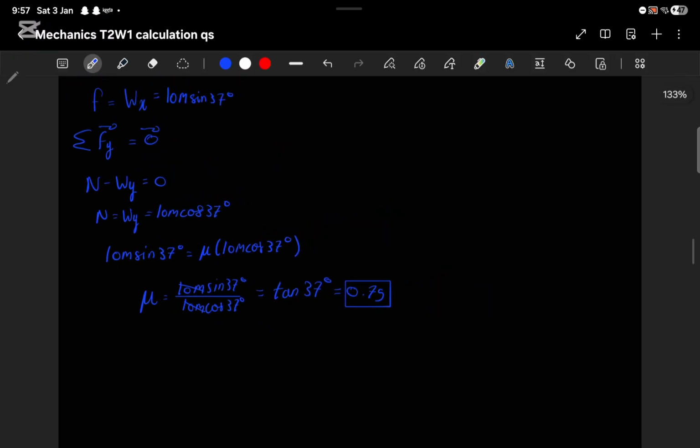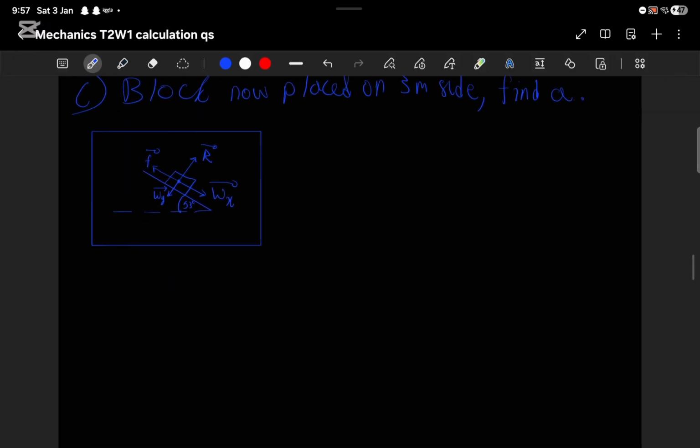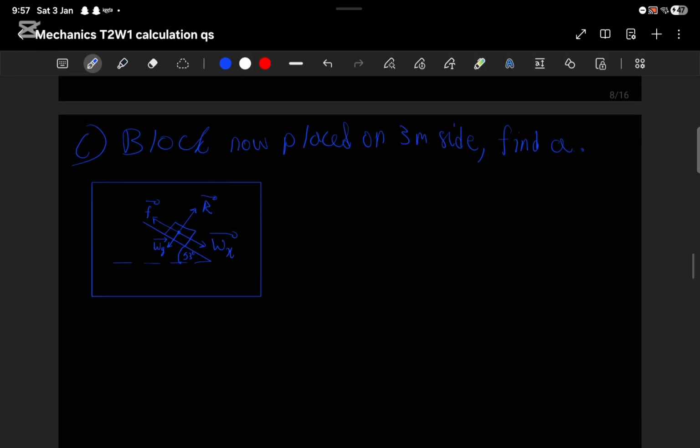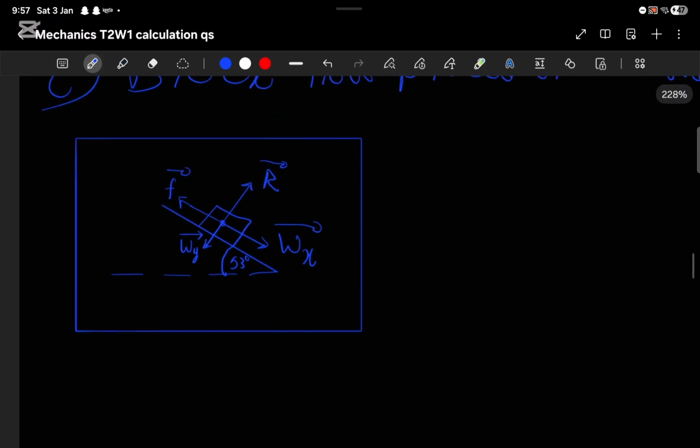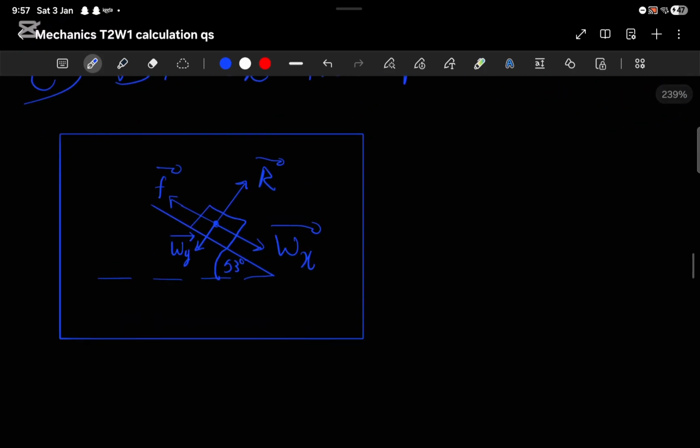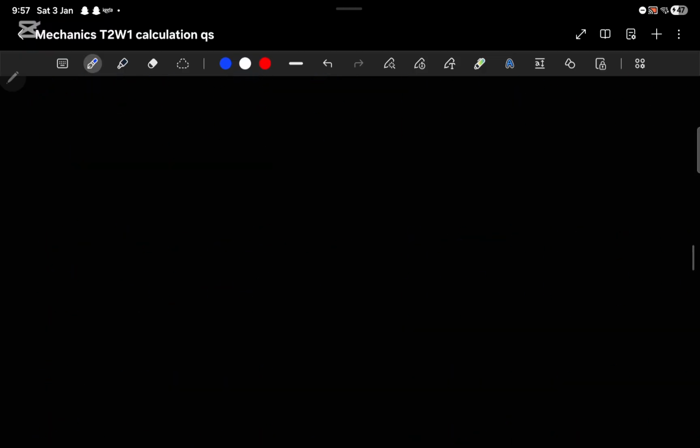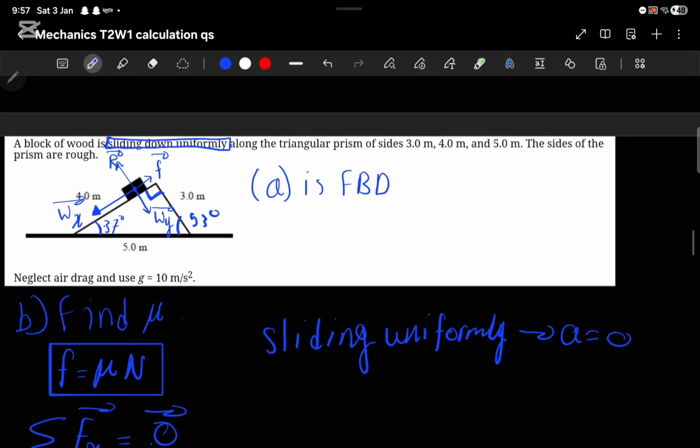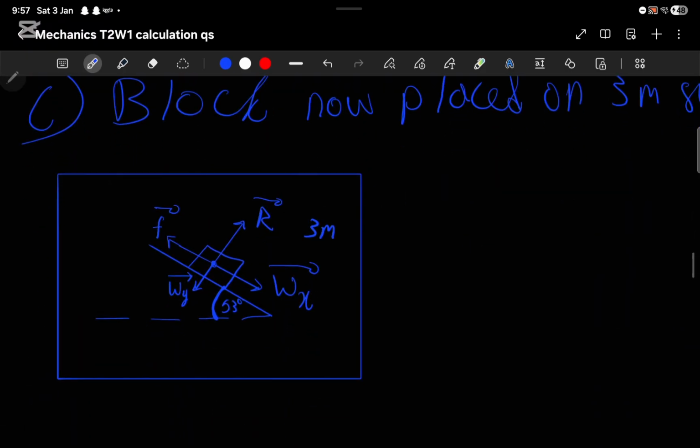Okay, now for part B. I already drew the free body diagram, and the question literally just told you the block is now placed on the 3-meter side. Find the acceleration. Okay, so I drew the free body diagram for us. This is what's happening now. The 3-meter side is this, right? And the angle is 53 degrees. Remember, the 4-meter side in a 3-4-5 triangle will have the angle of 37 degrees. The other one will have 53 degrees. Do 90 minus 37. You'll get it.